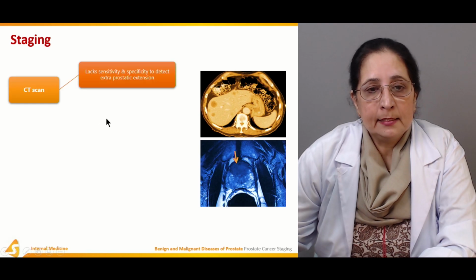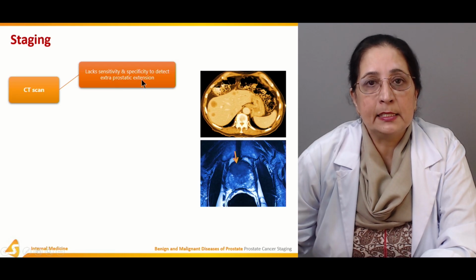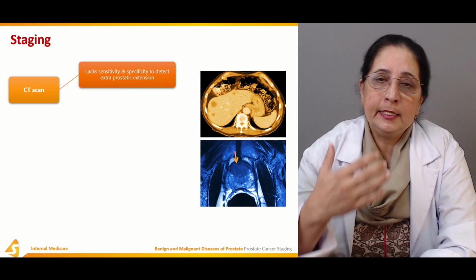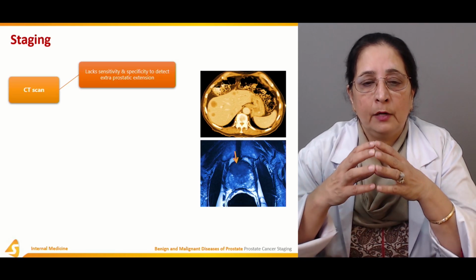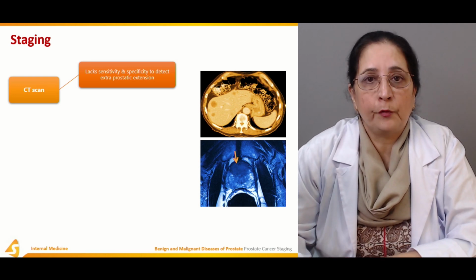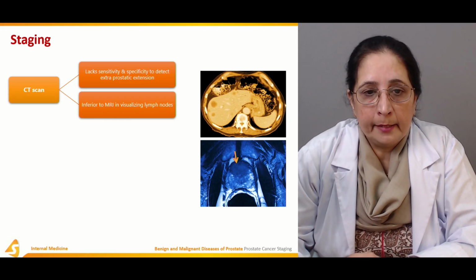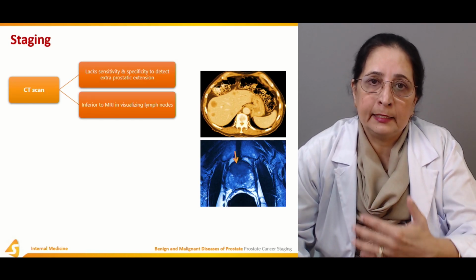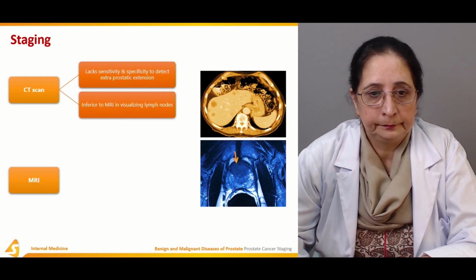CT scan staging lacks the sensitivity and specificity to detect extraprostatic extension. So CT scan is not very sensitive and specific for detecting extraprostatic extension. It is inferior to magnetic resonance imaging in visualizing the lymph nodes. So MRI is more effective in visualizing the lymph nodes which are affected by the cancer.